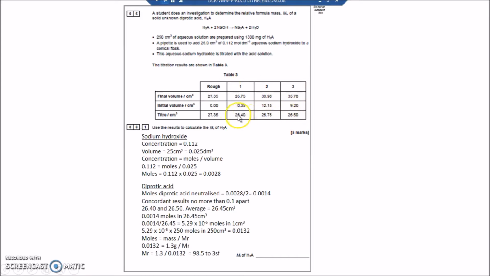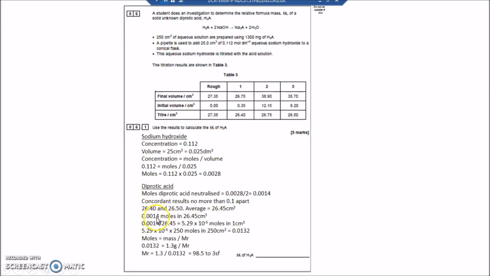So if I take these two results, 26.40 add 26.50, and divide by 2, I'll get the average amount. So I've now got the average: 26.45 centimetre cubed is the average amount of acid I've needed to add to this amount of sodium hydroxide. Now then, it's in centimetres cubed, so I now know that there's 0.0014 moles of acid in 26.45 centimetre cubed. I want to know the number of moles in this 250 centimetre cubed, because I've got a mass of the acid in this 250 centimetre cubed. If I can get the number of moles in this 250 centimetre cubed, I can work out MR.